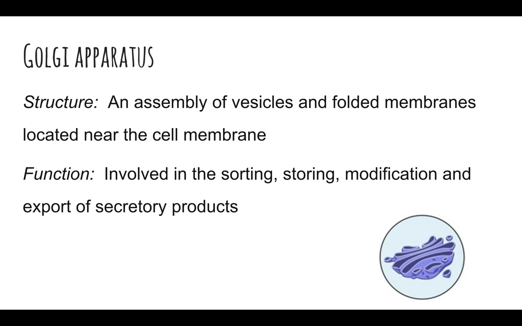Next is the Golgi apparatus. The structure consists of an assembly of vesicles and folded membranes located near the cell membrane. The function of this is it is involved in sorting, storing, modification, and exporting of secretory products, such as proteins or other genetic material.